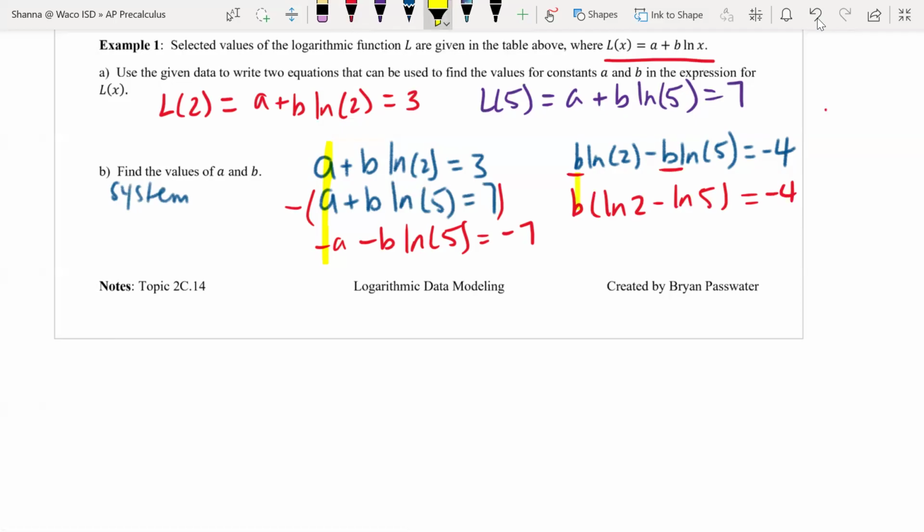What do I need to do to get B by itself? Divide by the natural log of 2 minus the natural log of 5. So I'm going to divide both sides by that. I'm just going to do this because I'm running out of room. So we're going to take this and plug in the calculator and get our approximate b value. Our exact b value is -4 divided by the natural log of 2 minus the natural log of 5. We're going to find our approximate value using our handy dandy calculator.